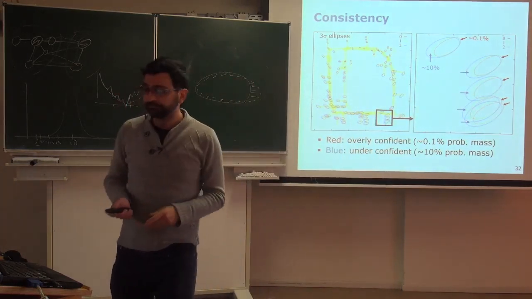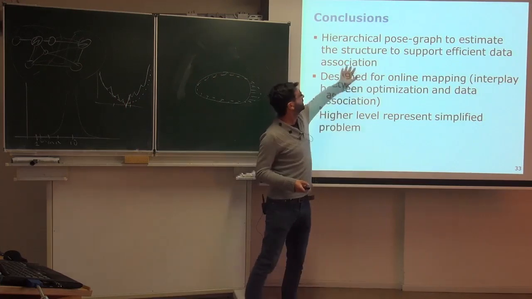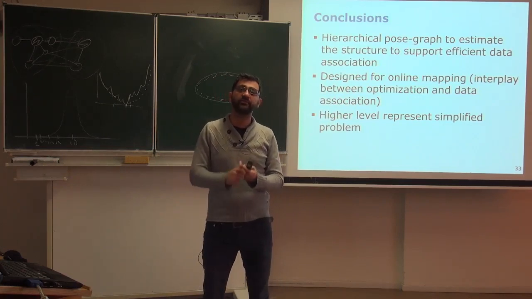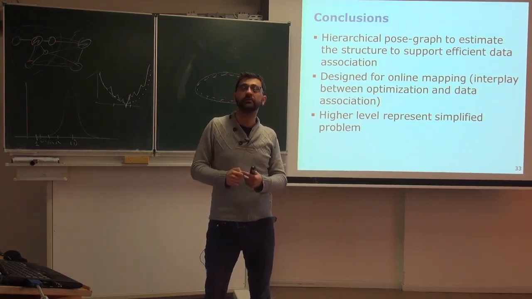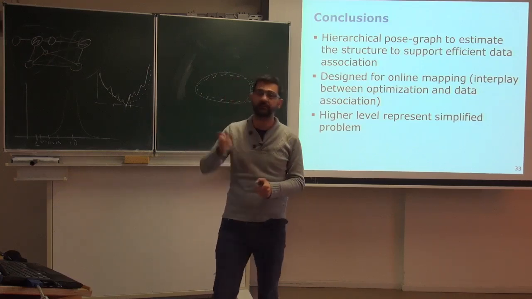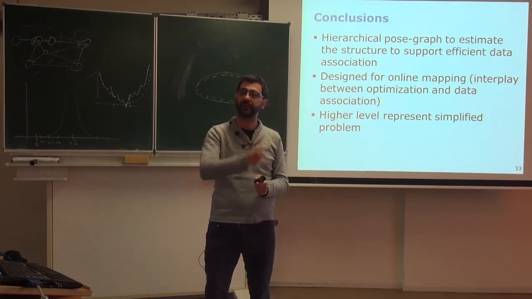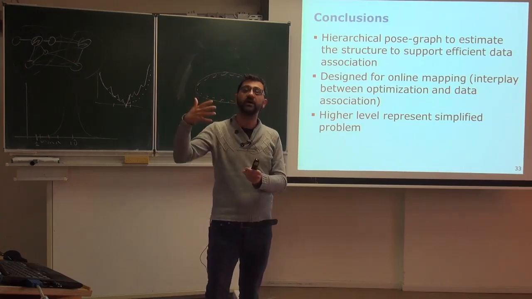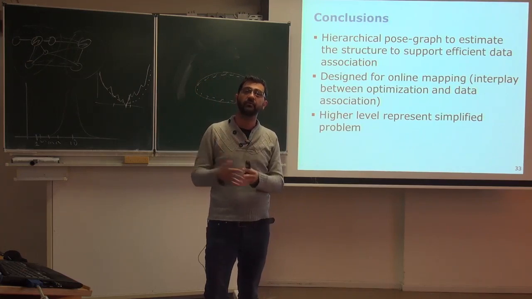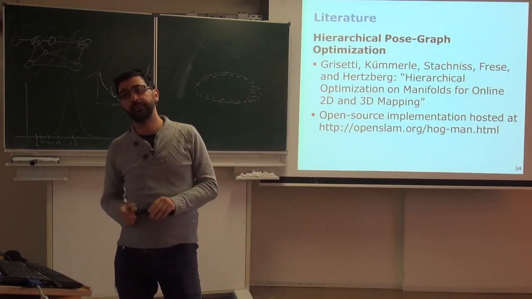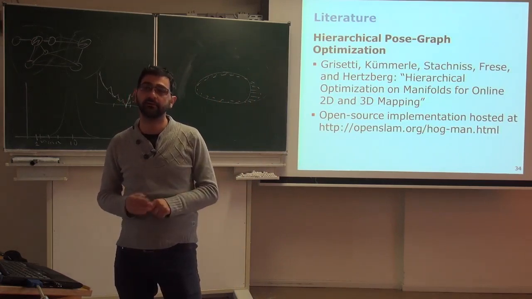Okay? So the conclusion is, what I've shown today is a hierarchical approach for graph-based SLAM, which helps us in terms of efficiency for data association, and is often good for online mapping, and I've shown that it can be used to interplay a front end with the back end. Then also that the higher level representation simplifies the problem, makes it easier and quicker to compute without losing too much in accuracy. There's a bit of literature on that. You can see the link on the web page as well, so you can get more technical insight on this.